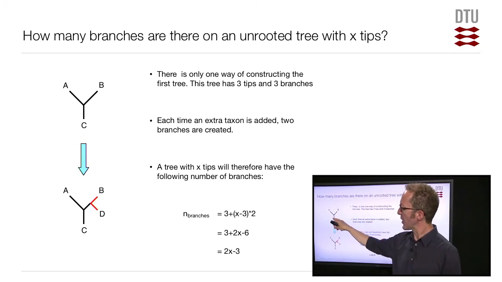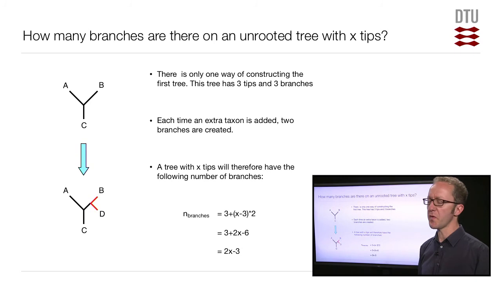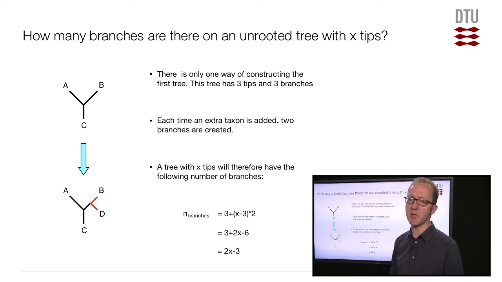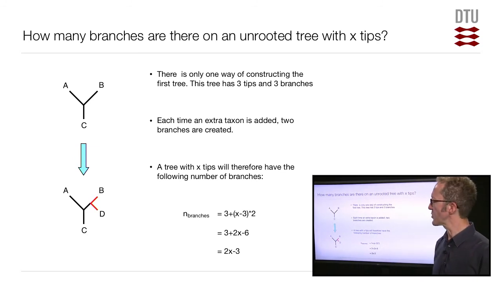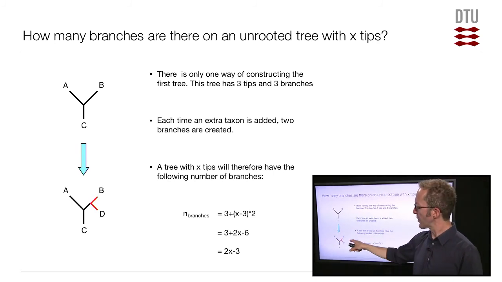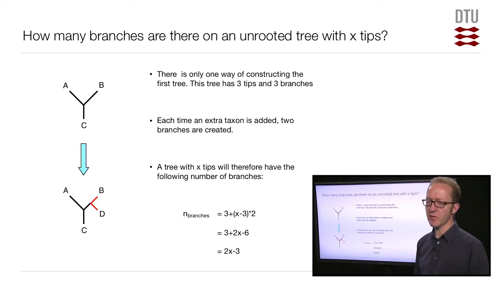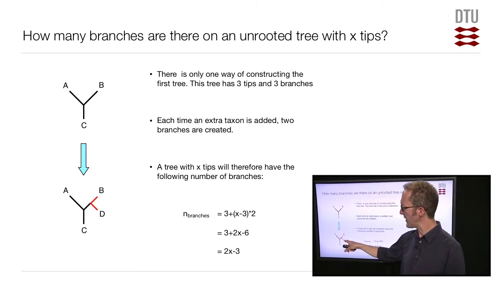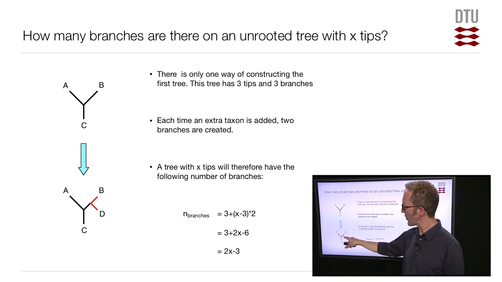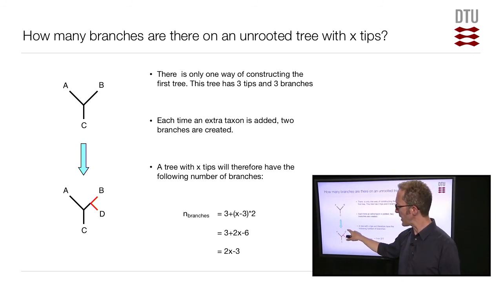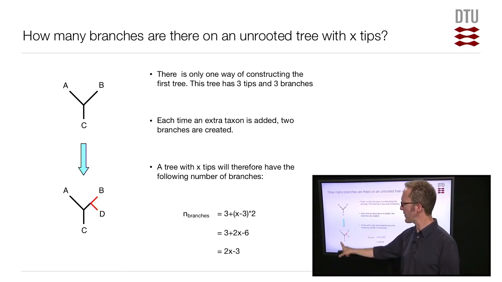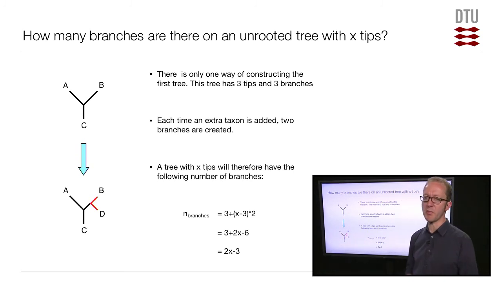A simple way of coming up with an equation for that is to think about it inductively. So if we start out with a tree with 3 species, there's just one way of making such a tree. This has 3 species and 3 branches. You can see that if we add a 4th species to this tree, like I've done at the bottom of the slide here, then I'm actually adding 2 new branches. So where we before had 3 branches, we now have 5. This is true every time I add an extra species. Every time I add an extra species, I will add 2 more branches.